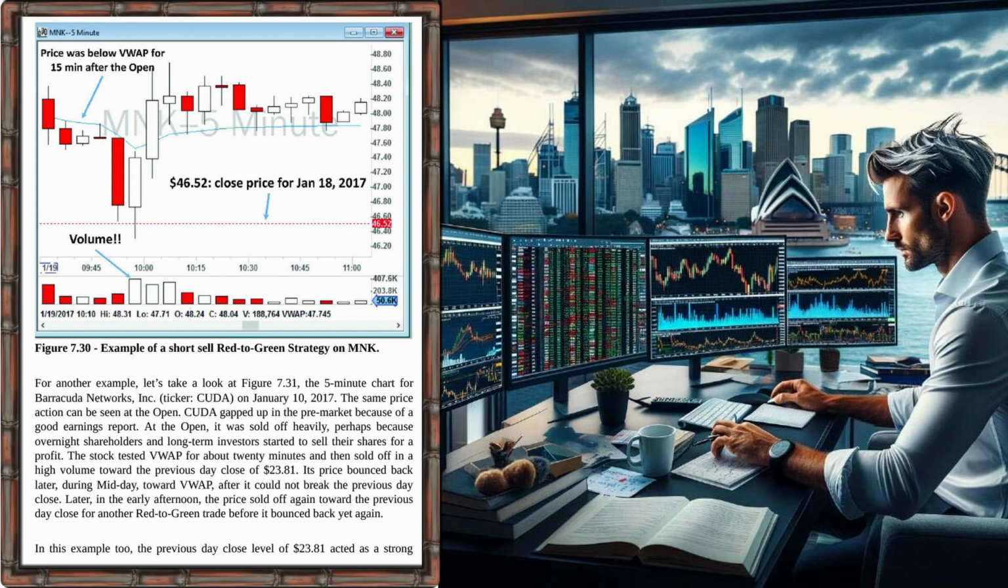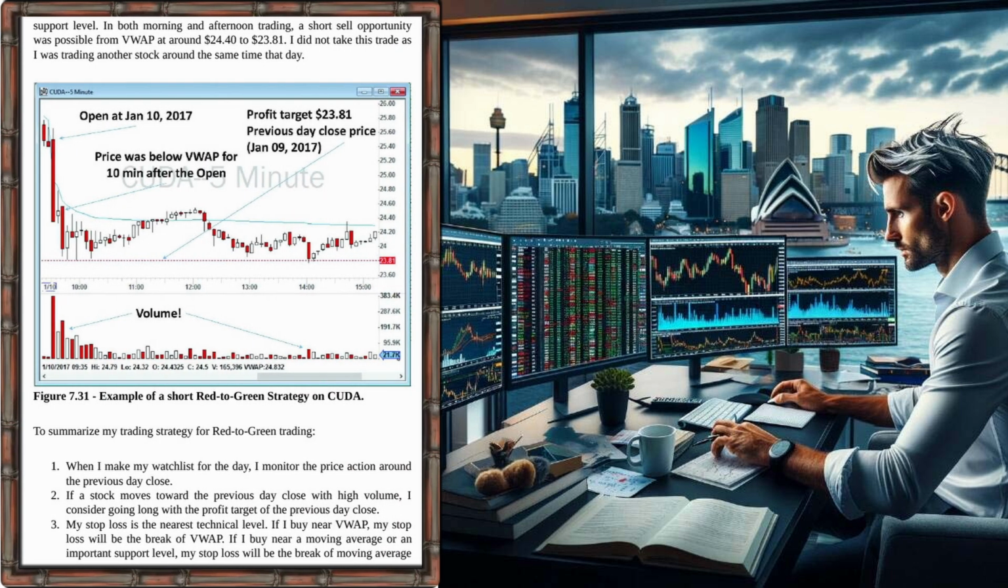Later, in the early afternoon, the price sold off again toward the previous day close for another red to green trade, before it bounced back yet again. In this example too, the previous day close level of $23.81 acted as a strong support level. In both morning and afternoon trading, a short sell opportunity was possible from VWAP at around $24.40 to $23.81. I did not take this trade as I was trading another stock around the same time that day.